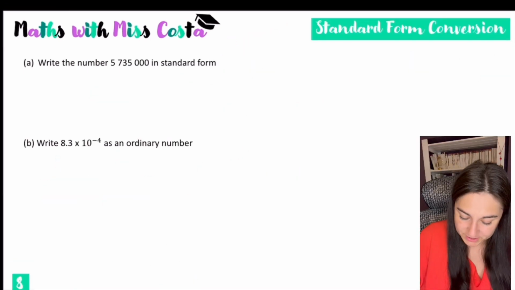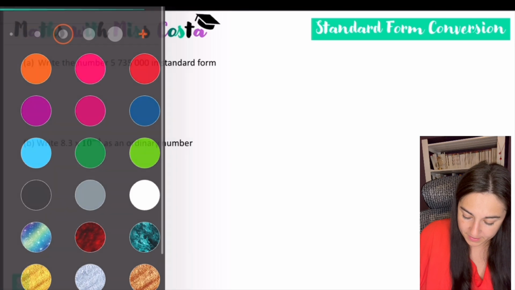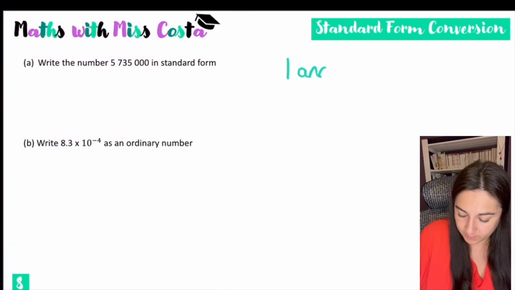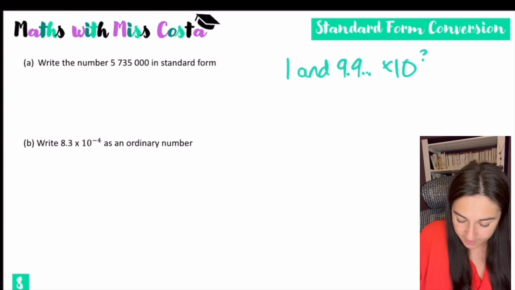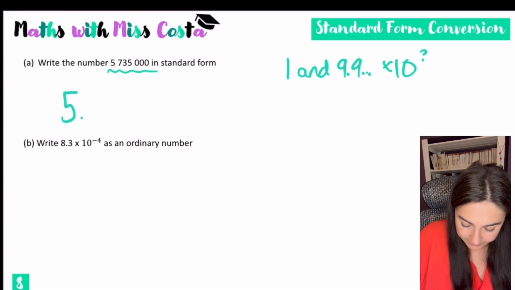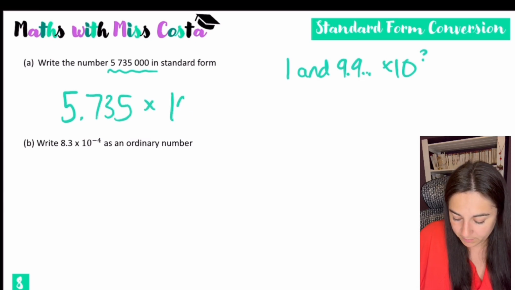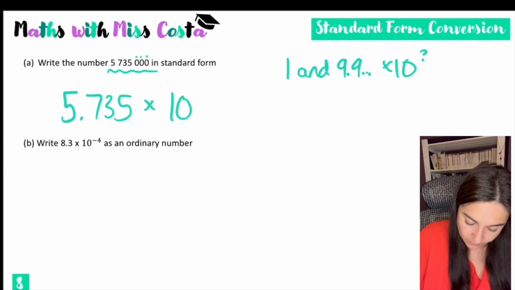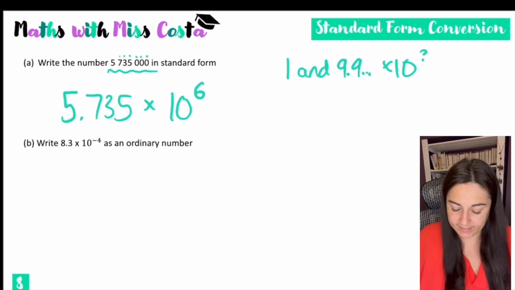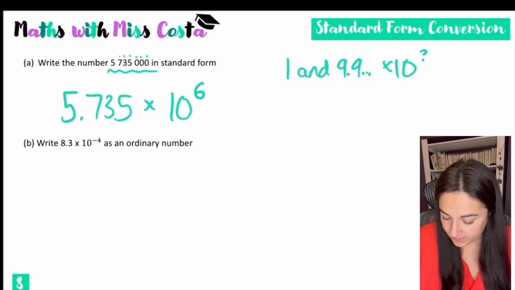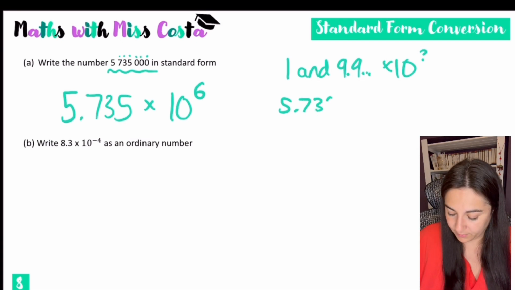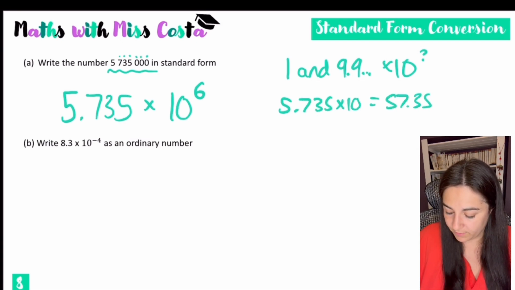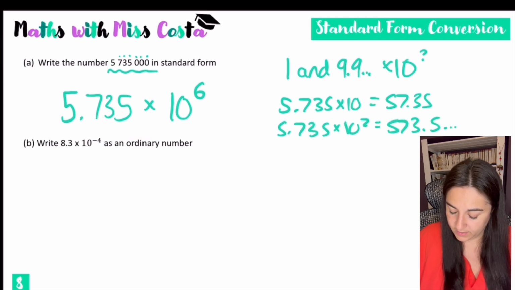So in standard form conversions, what am I doing? Well, I know I need to have my number as a value between 1 and 9.9 times 10 to the power of something. So I turn this into a value between 1 and 9.9. So that's 5.735. And it's being multiplied by 10 to the power of 1, 2, 3, 4, 5, 6. If you ever get stuck in the exam, just start by multiplying it. So like here, I'd start by multiplying it by 10. 5.735 times by 10 is 57.35. Then try doing it by 10 squared. That would give you 573.5. And keep going until you get to your right number.